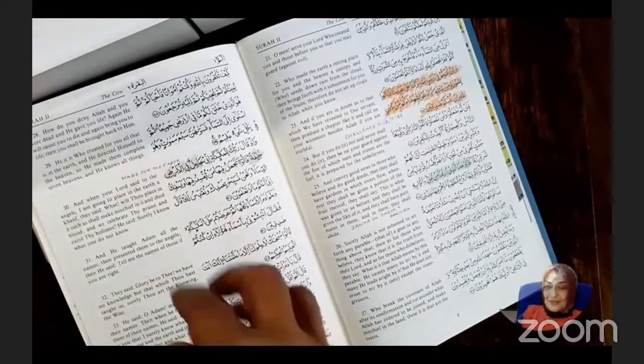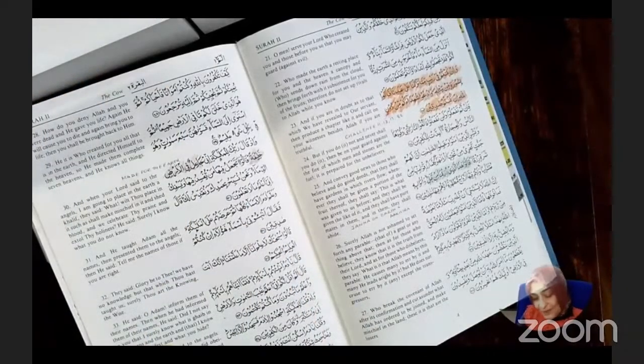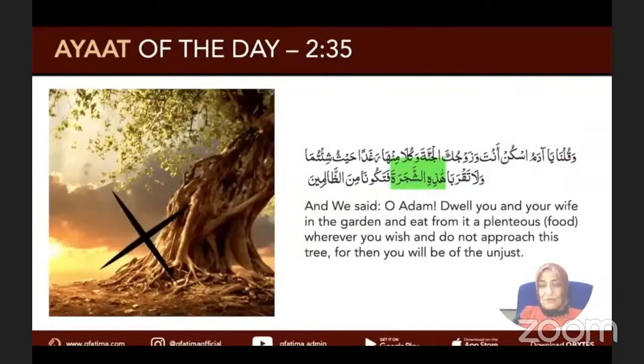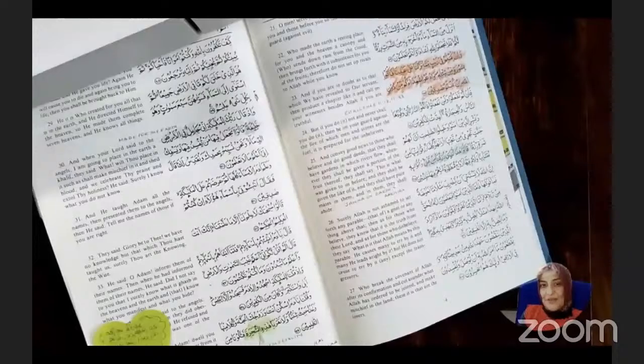You can read all the other ayat that go with it, but they all talk about the same story, and we'll come to it in a minute. So, وَقُلْنَا يَا آدَمُ, and we said to Adam, this is ayah 35, and I'll show it to you in a minute in my Quran. We said to Adam, you and your wife live in the garden and eat from whatever you want. There's so much food, plenty of food. But they were told, وَلَا تَقْرَبَا هَذِهِ الشَّجَرَةَ, don't go near this particular tree, فَتَكُونَا مِنَ الظَّالِمِينَ, or you will be of the unjust. So this is how I've highlighted it.